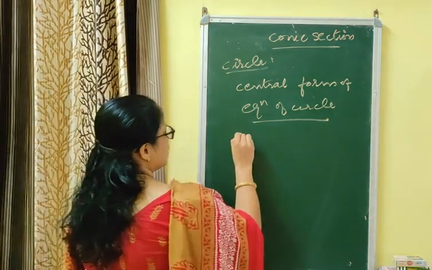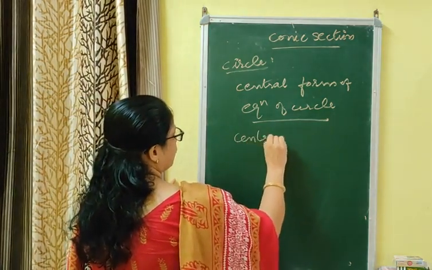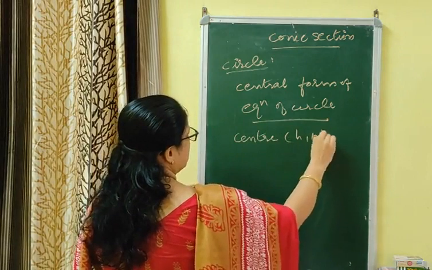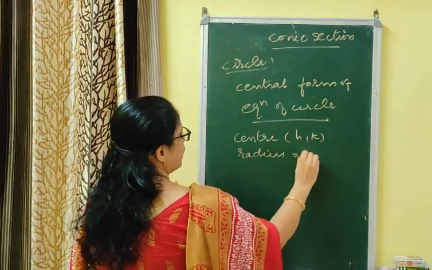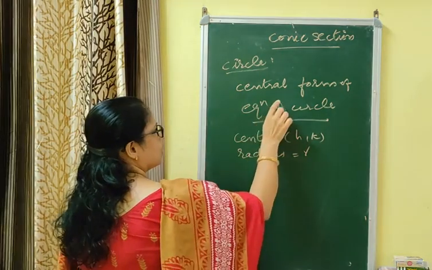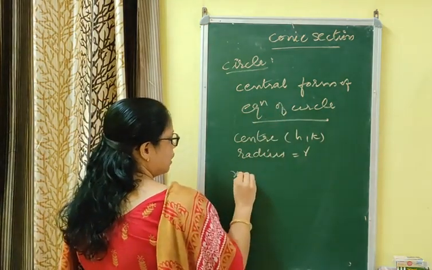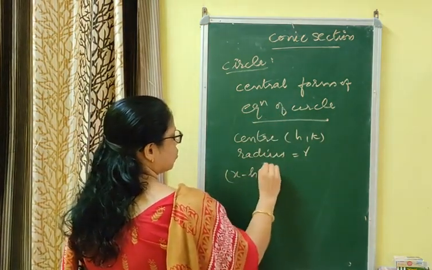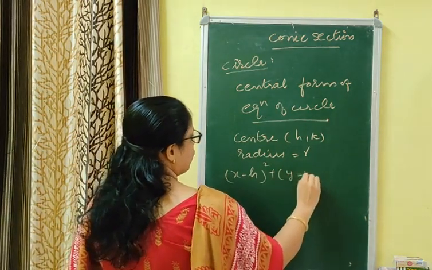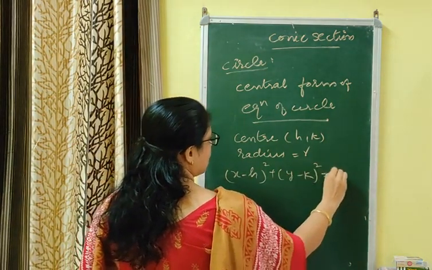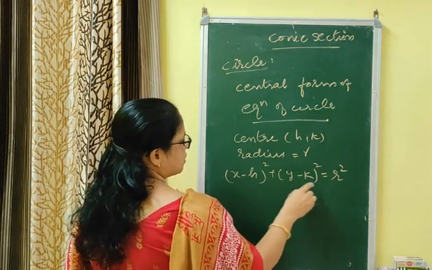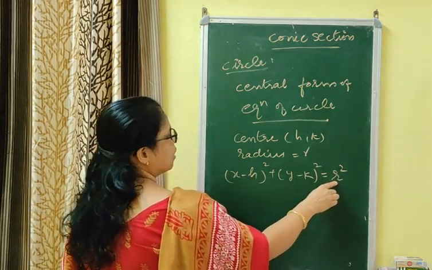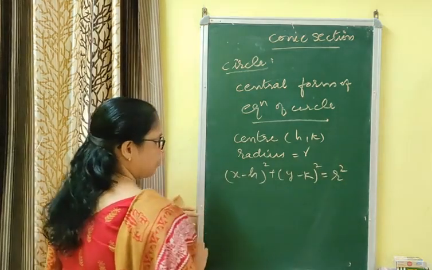Now if the center is (h, k), and the radius is taken as r, then the equation of circle in central form is (x minus h) whole square plus (y minus k) whole square equal to r square, where (h, k) is the center and r is the radius. How can we prove this?